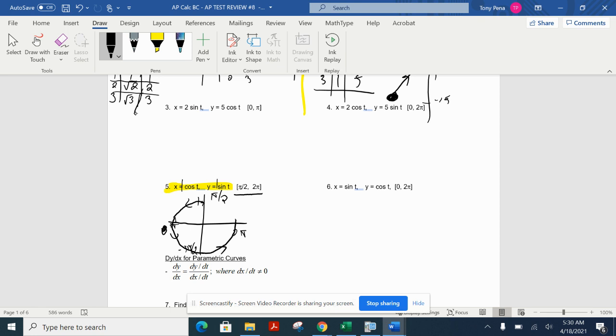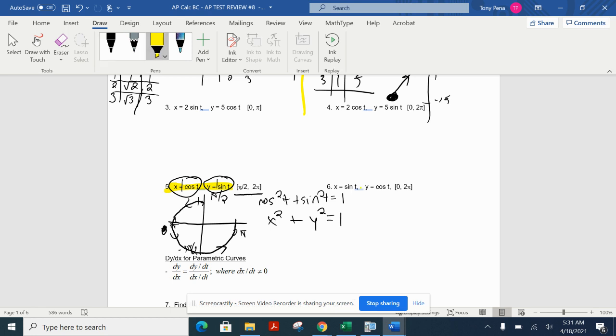The way we get that is the identity, cosine squared of t plus sine squared of t equals 1. Here cosine is an x, so it's really just x squared. There the sine is a y, so that's a y squared. And then that's how we get that Cartesian equation of a circle with a radius of 1.